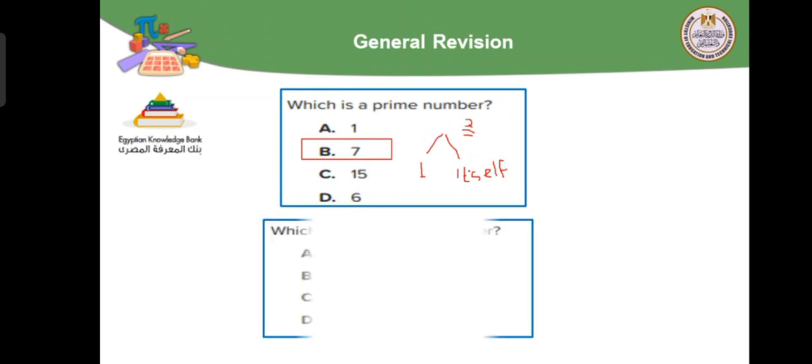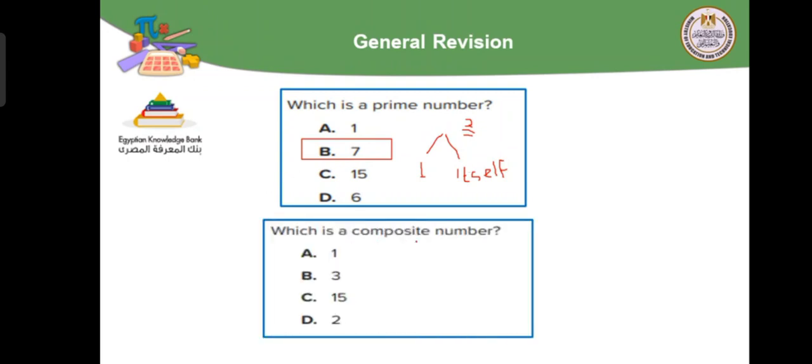Which is a composite number? Is 1 a composite number? No. 3? No. 1 and 3 are odd numbers. 3 is what also? A prime number. 2 is an even number and a prime number, the least prime number or smallest prime number. 15 is a composite number because it has factors: 1 by 15 and 3 by 5. Okay.